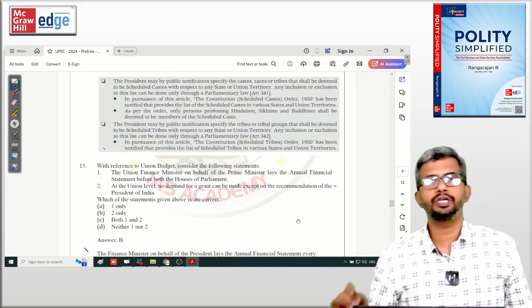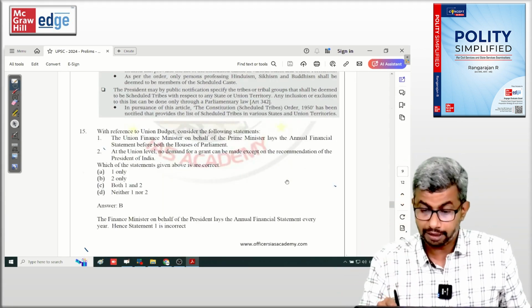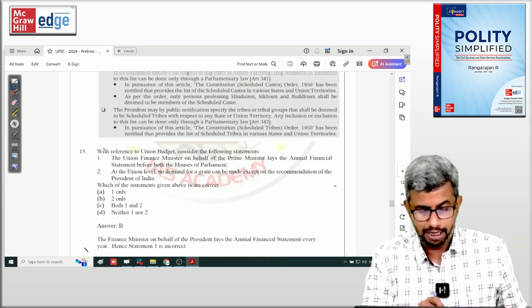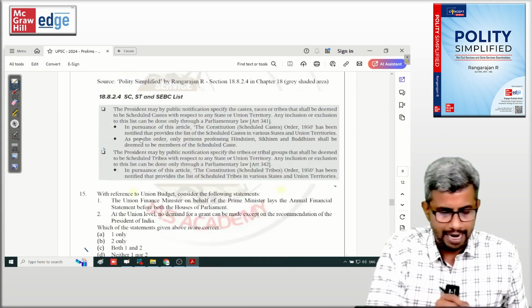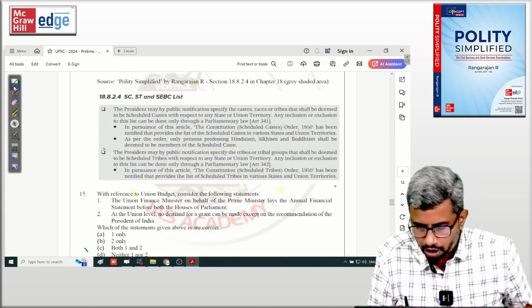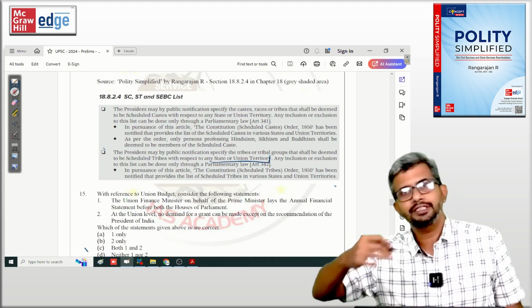With reference to the union budget, again, and guys, this is again a grey shaded area in the book, right? The President publishes, and it is published state or union territory wise, which means different states.